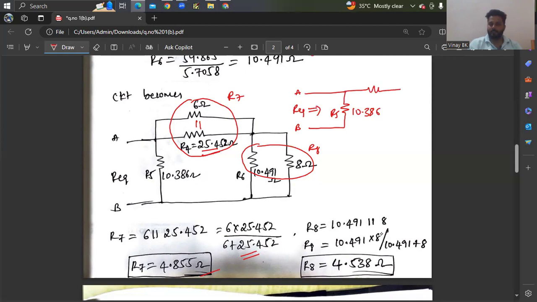And if you reduce this, you'll get R7 here. This is R7. The value of R7 is 4.855. And if you reduce this, 10.491 is parallel to 8. So if you reduce this, you'll get R8. So R8 is nothing but 10.491 into 8 divided by 10.491 plus 8. You can get 4.538. This is the next circuit, so that you can get a circuit like this.